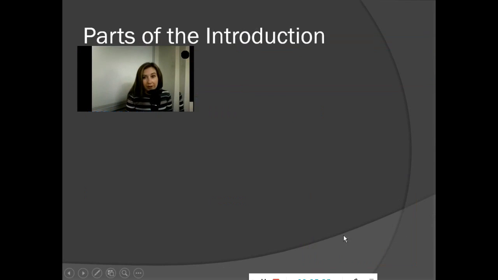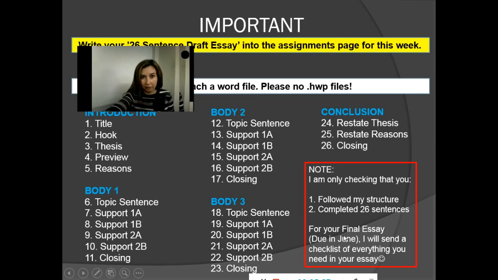And note that I am only checking that you followed my structure and completed the 26 sentences. For your final essay due in June, I will send you a checklist of everything you need in your essay. So this is a rough draft, so it's not your clean copy yet. So don't worry about making too many mistakes at this time, because you can fix them and change them later. So just do your best. Okay?